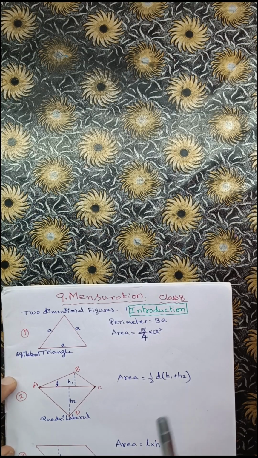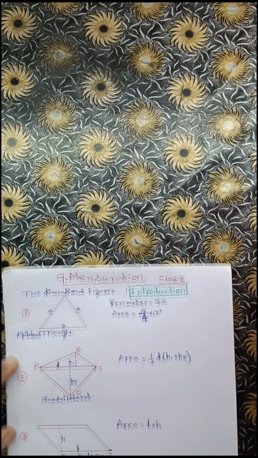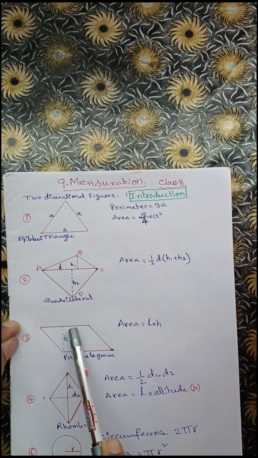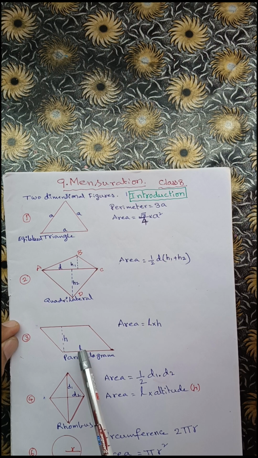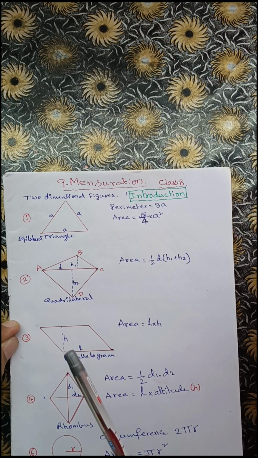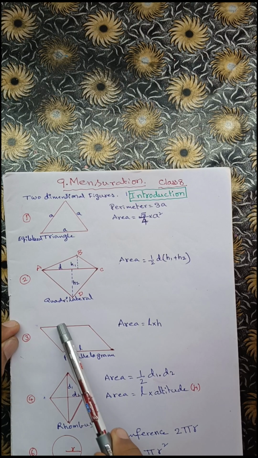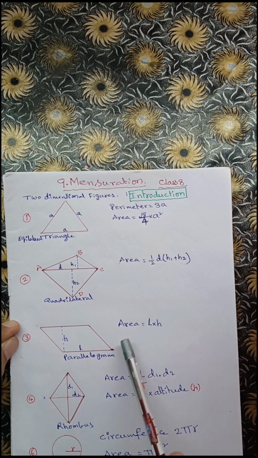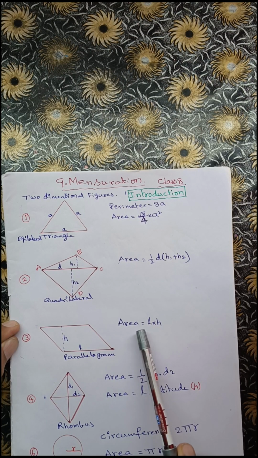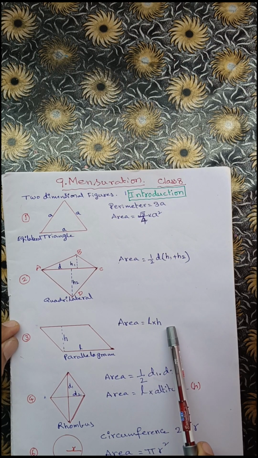Then come to the third figure. What is the third figure? Parallelogram. In this parallelogram, one pair of sides are parallel and equal. Then it is called a parallelogram. In this parallelogram, this is L and this is height. Area is equal to L into H.